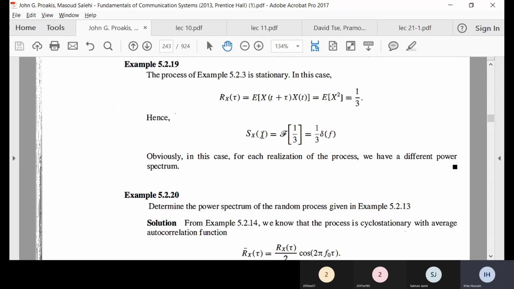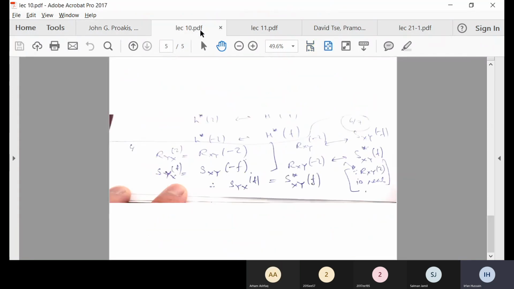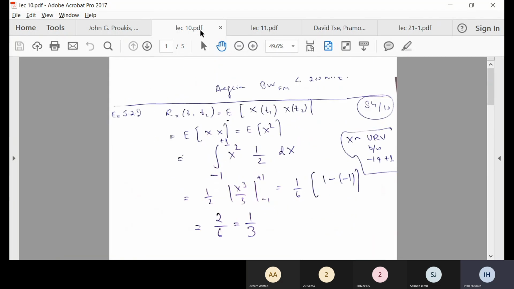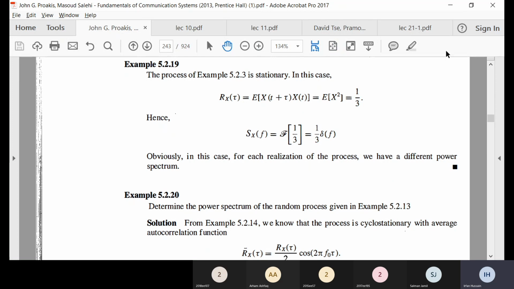This example is also very simple. We have already seen that the autocorrelation of a random process which is just a uniform random variable was 1/3 in the last lecture, if you could just remember. Then if the autocorrelation is 1/3, what will be its power spectral density, or PSD? It will be just the Fourier transform of the autocorrelation, which is 1/3 delta(f).